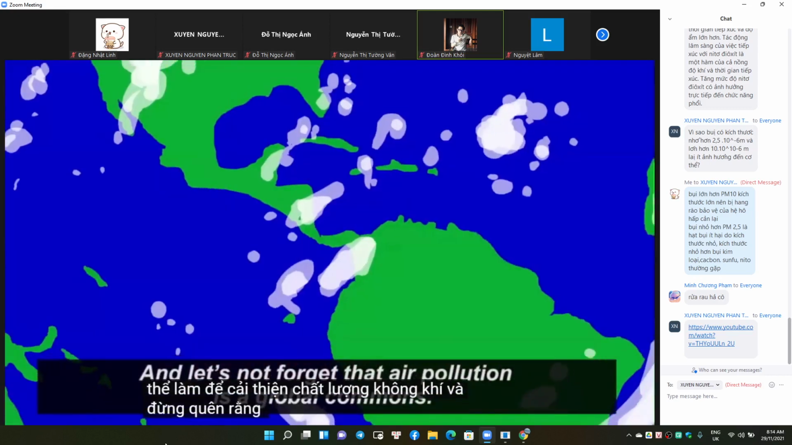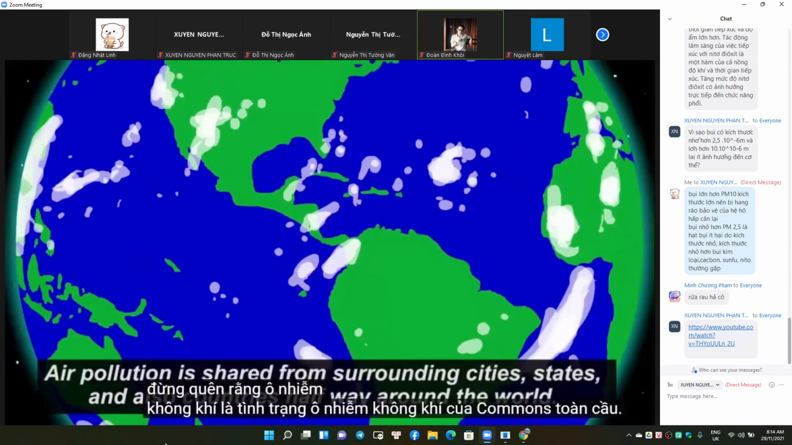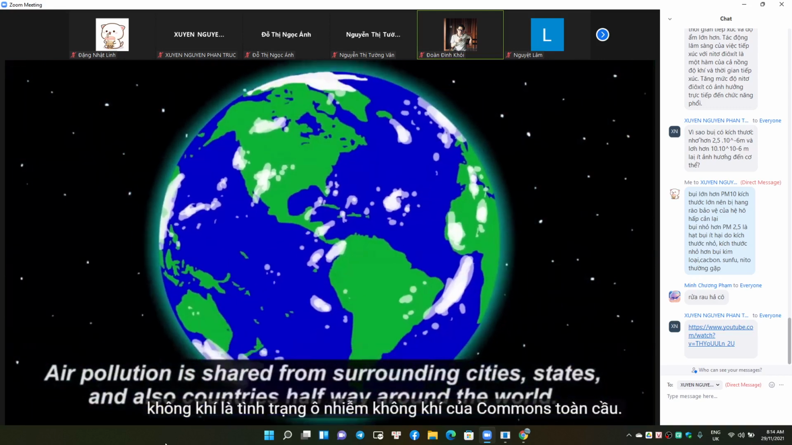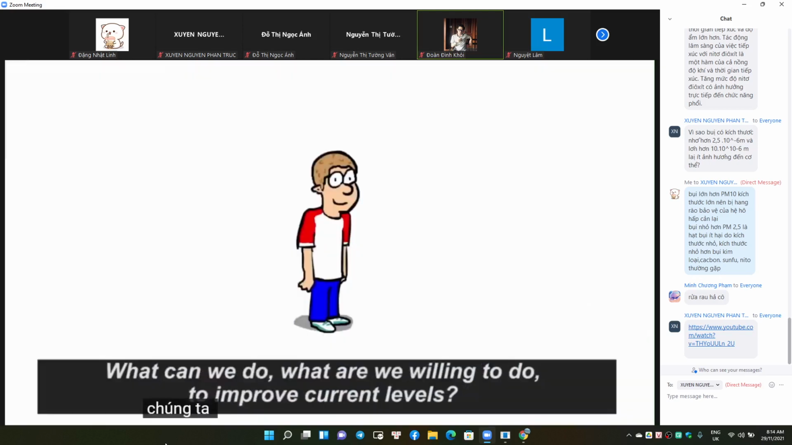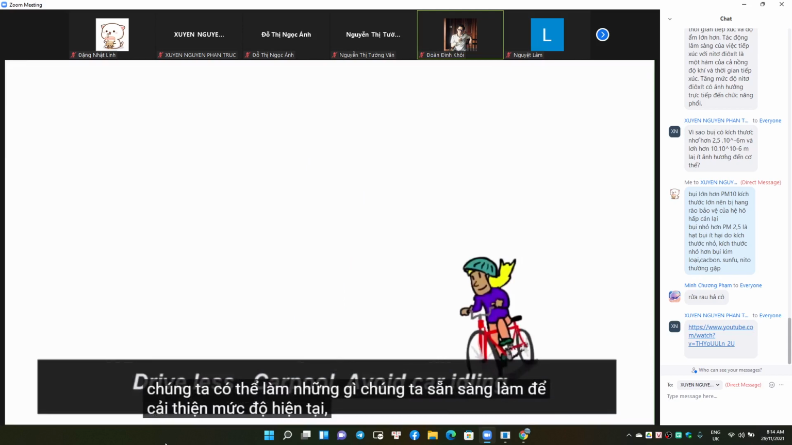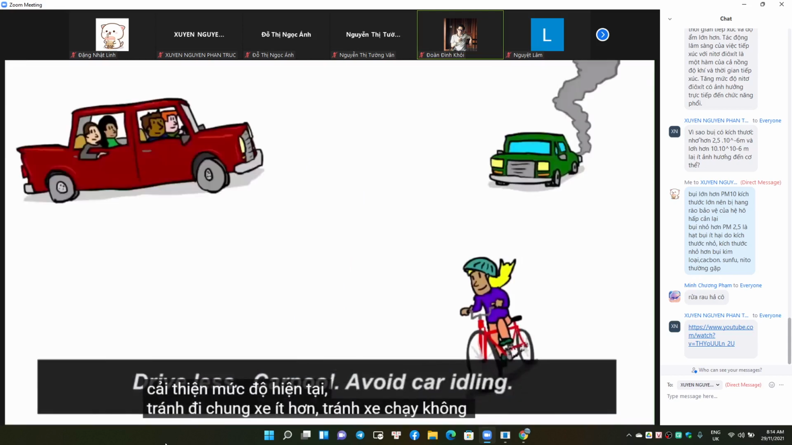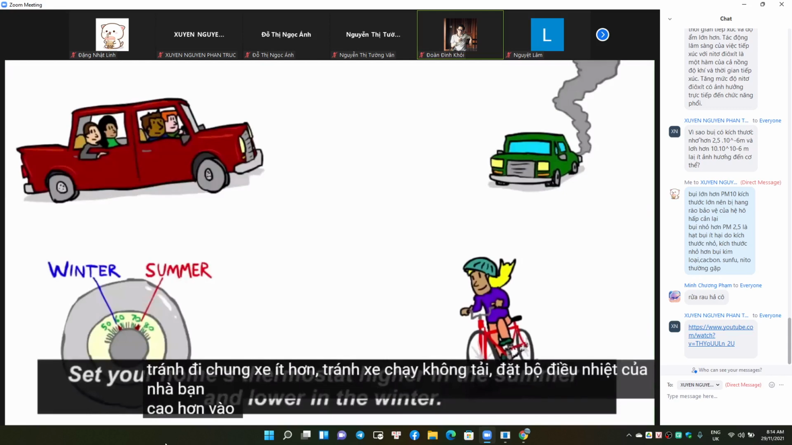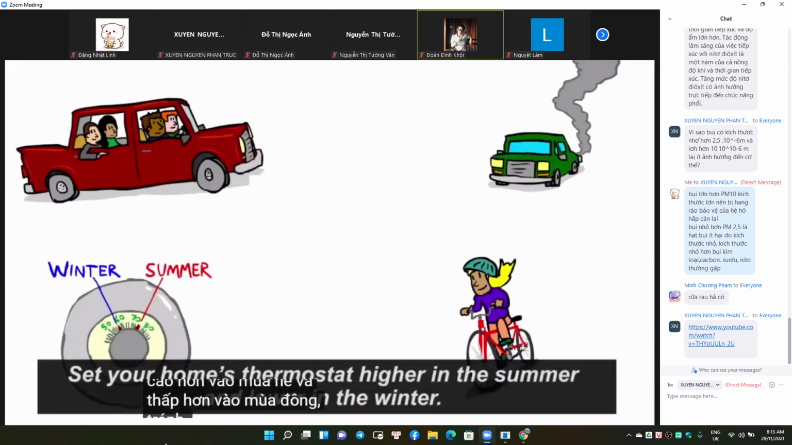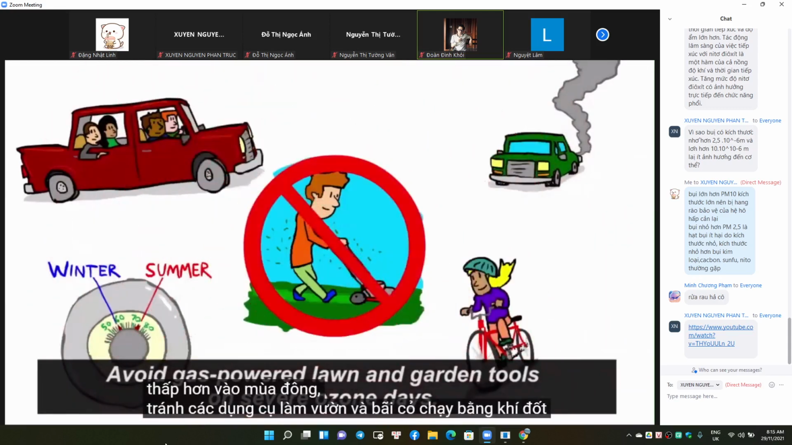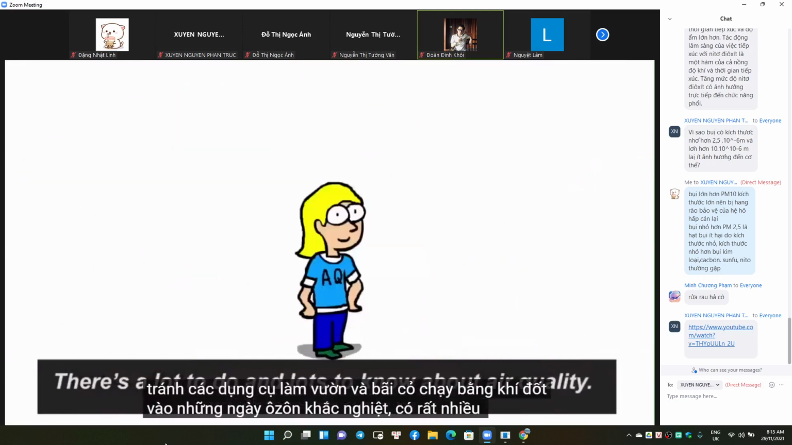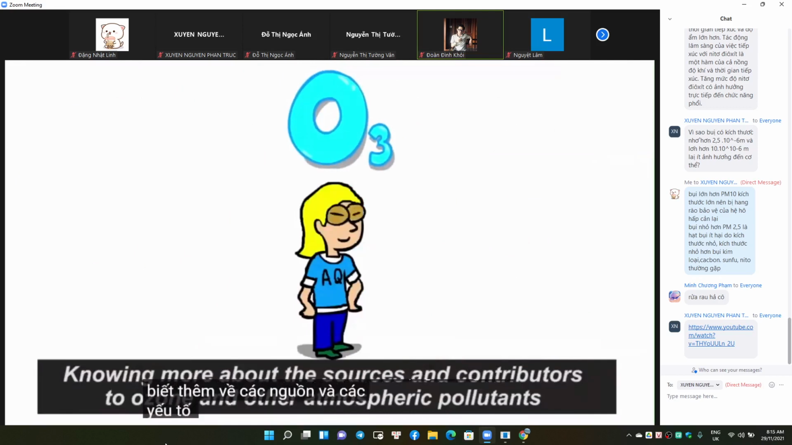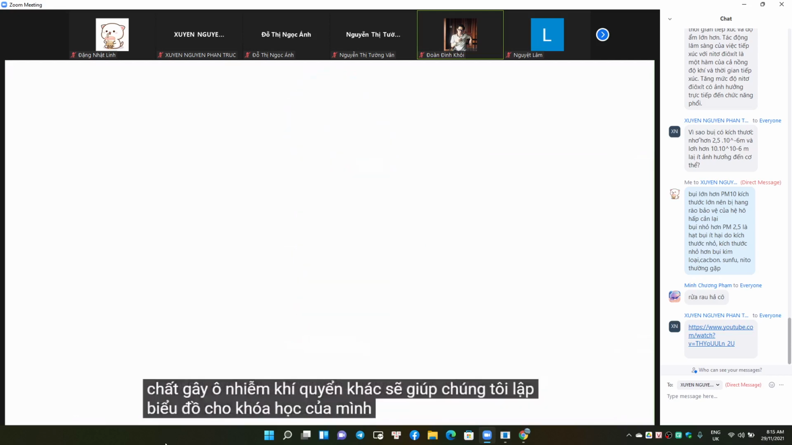And let's not forget that air pollution is a global commons. Air pollution is shared from surrounding cities, states, and also countries halfway around the world. What can we do? What are we willing to do to improve current levels? Drive less. Carpool. Avoid car idling. Set your home's thermostat higher in the summer and lower in the winter. Avoid gas-powered lawn and garden tools on severe ozone days. There's a lot to do and lots to know about air quality. Knowing more about the sources and contributors to ozone and other atmospheric pollutants will help us chart our course.